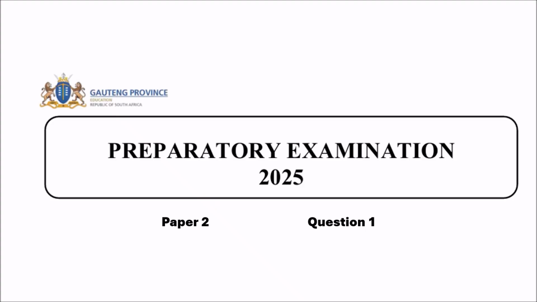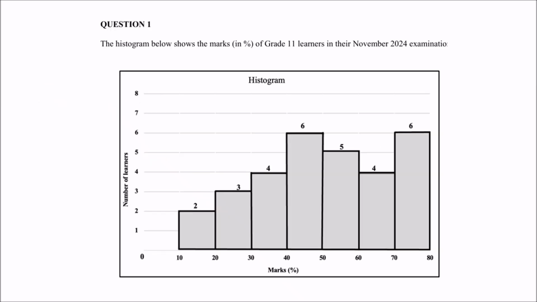Preparatory Examination 2025, Paper 2, Question 1. Question 1. The histogram below shows the marks in percentages of grade 11 learners in their November 2024 examination. Now, have a good look at the histogram. The horizontal axis shows the marks in percentage, and of course the vertical axis shows the number of learners. Let's have a good look at the histogram before we look at the questions in the next section.